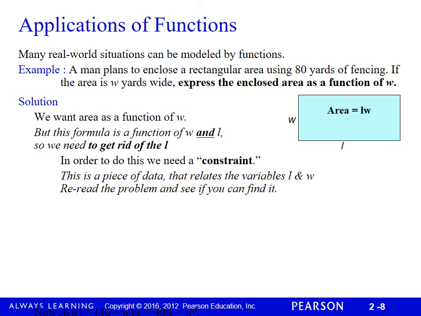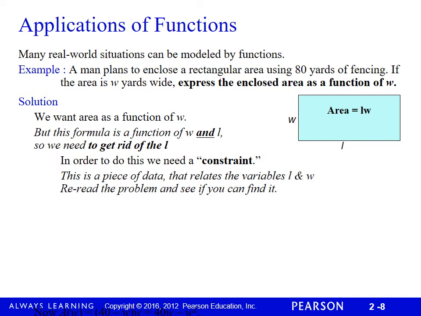In order to get rid of L, we need what's called a constraint, okay? Whenever you have an equation or a problem and you want to rewrite it as a function, remember f of x states that function in terms of one input, just x. So if our function is area, we have a problem here because we have two different inputs. We have an L input and a W input, and we don't want that. We just want the W input. In order to get rid of these, we need another piece of data given in the problem that relates W and L. Now, go ahead and reread the problem and see if you can find it.